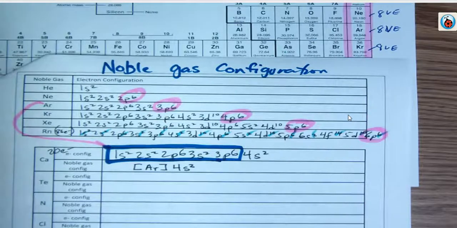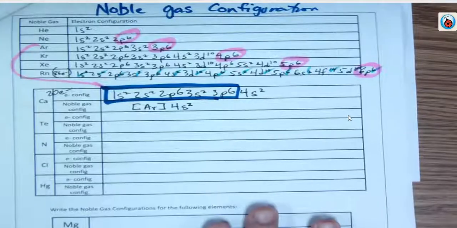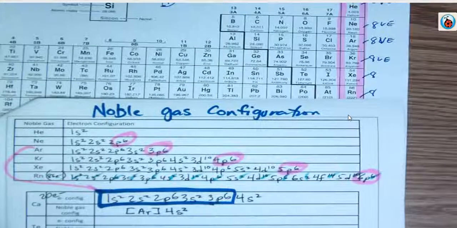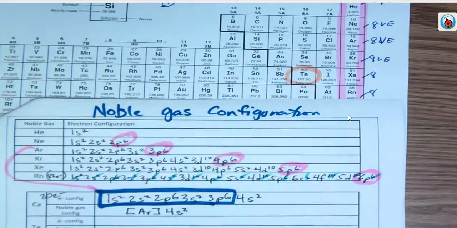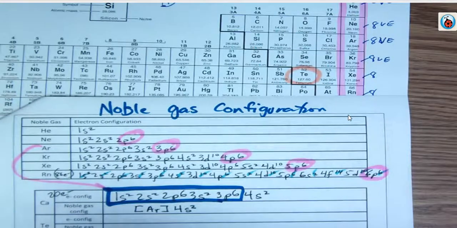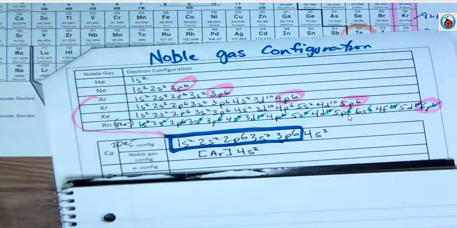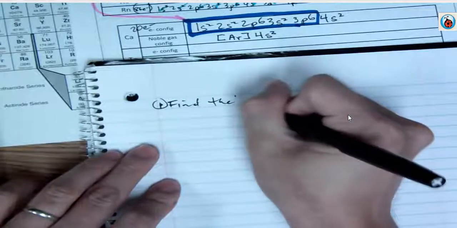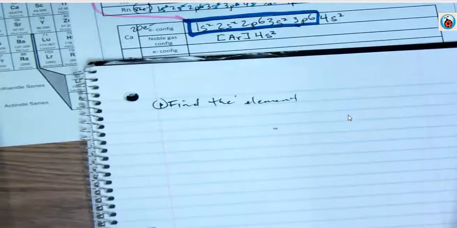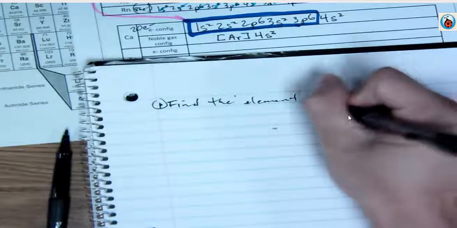So the next thing is I'll go over the steps. Tellurium, Te. Find Te on the periodic table. This is Te right here, element number 52. I will walk you through this slowly and carefully. Here's the rule. Step 1. Find the element, and determine what row the element is on.